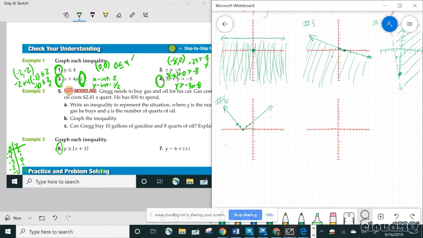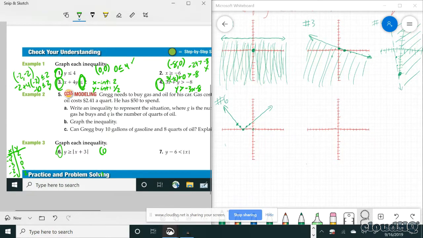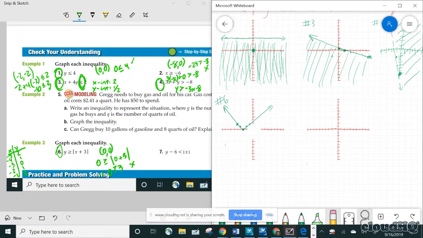So I'm going to test maybe 0, 0. 0 for the Y, 0 for the X. 0 plus 3, so your absolute value is 3. So I get 0 is greater than or equal to 3. Well, that's not a true statement. 0 is not greater than or equal to 3. So 0, 0 is not a solution. Therefore, it shouldn't be shaded. Nothing on that side should be shaded. So therefore, the points that are inside of the V should have been the ones shaded instead.